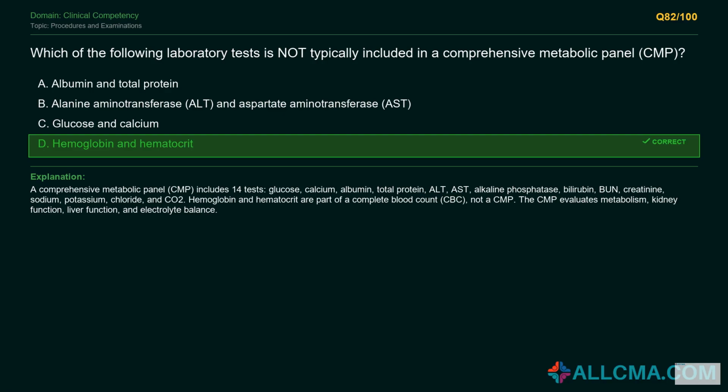The correct answer is D. A comprehensive metabolic panel, CMP, includes 14 tests: glucose, calcium, albumin, total protein, ALT, AST, alkaline phosphatase, bilirubin, BUN, creatinine, sodium, potassium, chloride, and CO2. Hemoglobin and hematocrit are part of a complete blood count, CBC, not a CMP. The CMP evaluates metabolism, kidney function, liver function, and electrolyte balance.